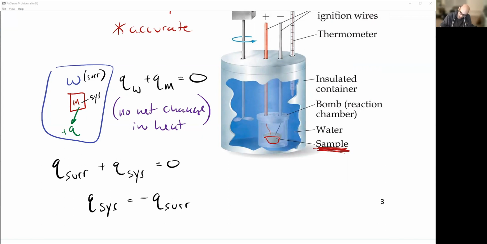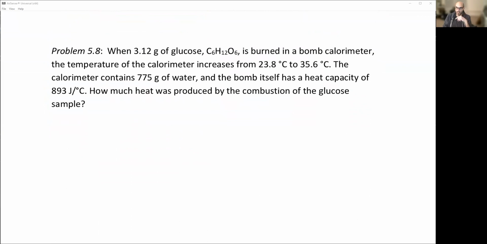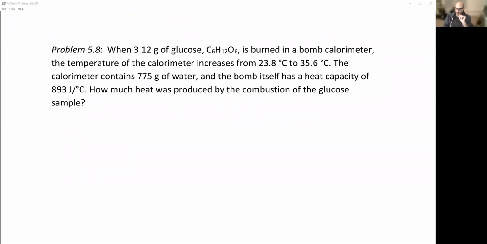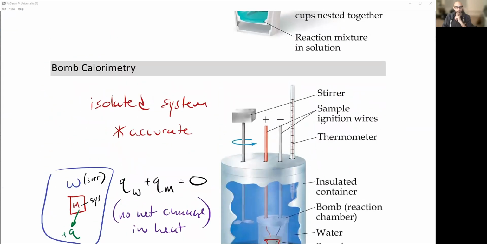And that's the important equation right there. Ultimately, what that means is it's equal and opposite. The heat lost by the system is gained by the surroundings, or the heat released by the system is absorbed by the surroundings, equal and opposite. So that's an important idea. And sometimes you have to actually pull it from the context of the actual sentence. So here we go. Give this one a go. And I think that'll do. All right, perfect.